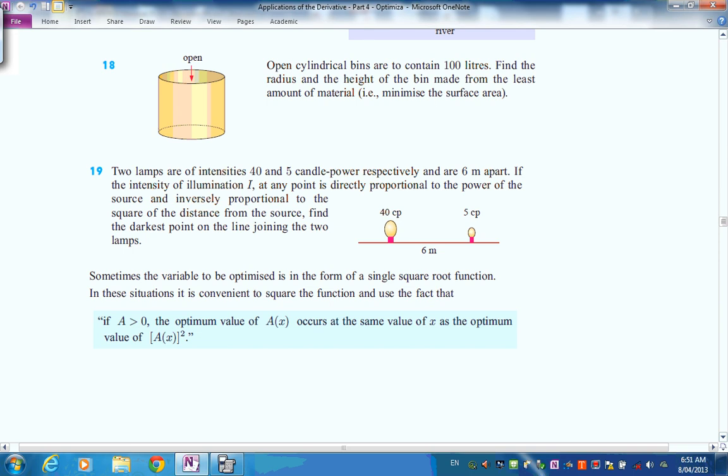Okay. So just take note here of a little hint. If you have a square root in your formula, sometimes, if it's positive, the maximum for the function is going to occur when the square of the function is a maximum. So square both sides, and instead of dA by dx, because it's got a root in it, do d(A squared) by dx and put that equal to 0.